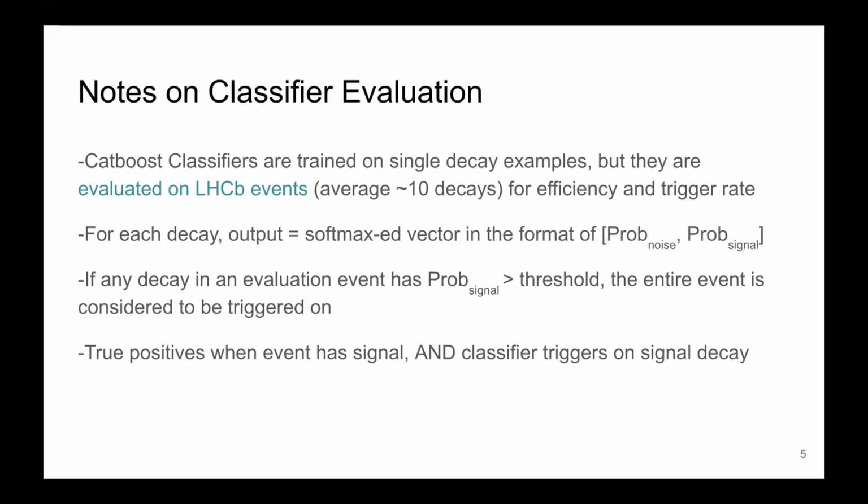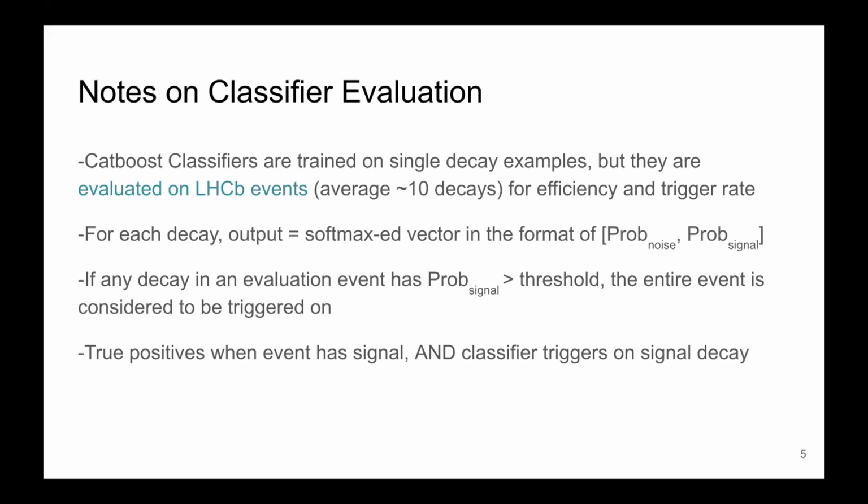Before we get into the preliminary results of these, let's talk about some quick things on how we're counting efficiency and trigger rate. The classifiers are trained on single decay examples, but they're evaluated on entire events. An event contains about 10 single decay examples.